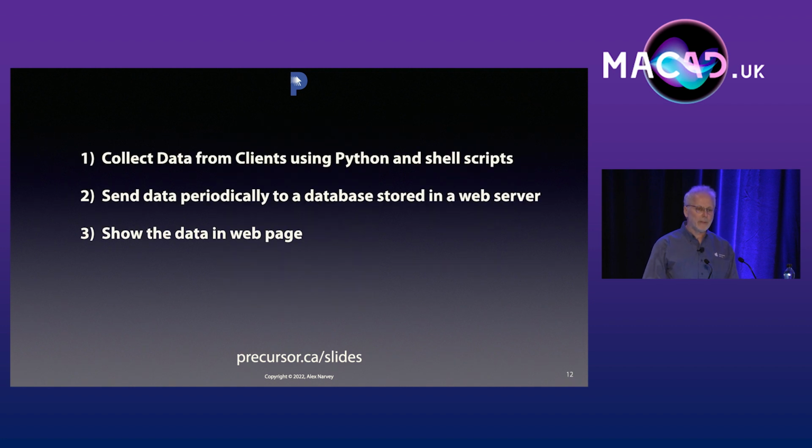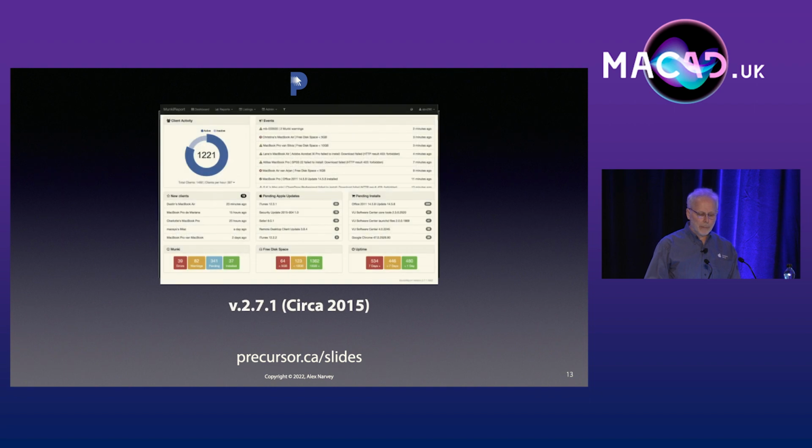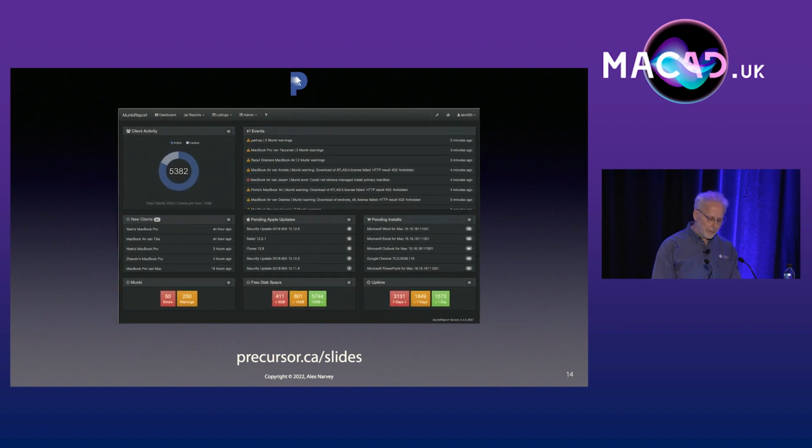Munkireport collects data from clients using scripts. It sends the data periodically to a database stored in a web server, and it can then display the data in a web page. Here's a look at a Munkireport 3 dashboard from 2015. And here's a more modern version.